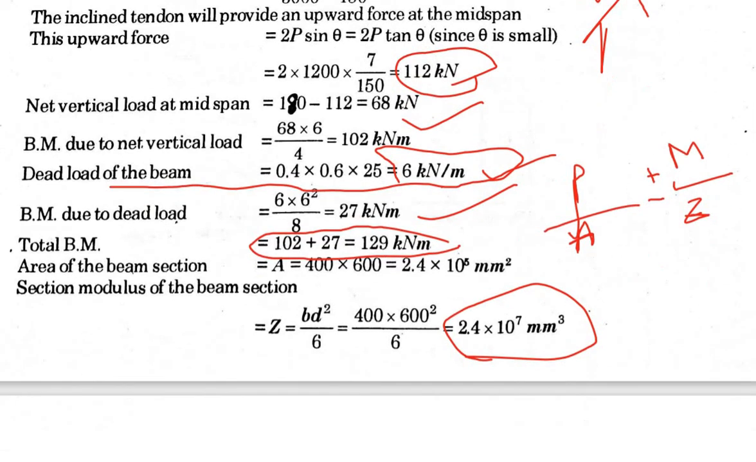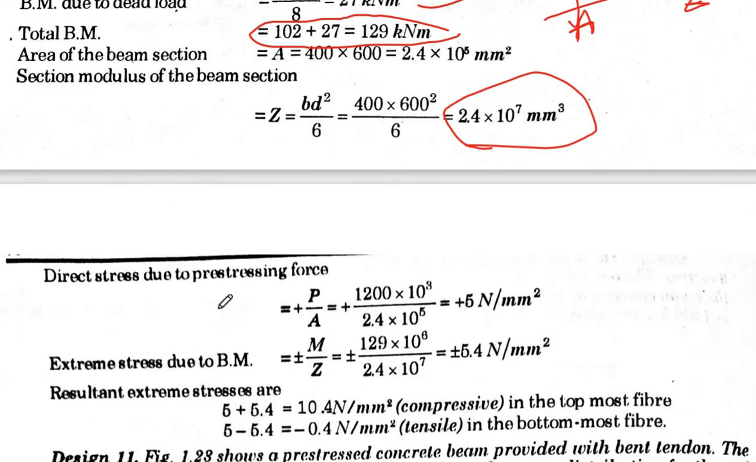Now we can find out our direct stress due to pre-stressing force, P by A, and the extreme stress due to bending moment, M by Z. In a similar way we can calculate the top fiber stress and the bottom fiber stress. Once you calculate your direct stress and the stress due to bending moment, you will get the top stress to be 5 plus 5.4, which is 10.4 Newton per mm square, and your bottom will be 5 minus 5.4, which is minus 0.4 Newton per mm square.